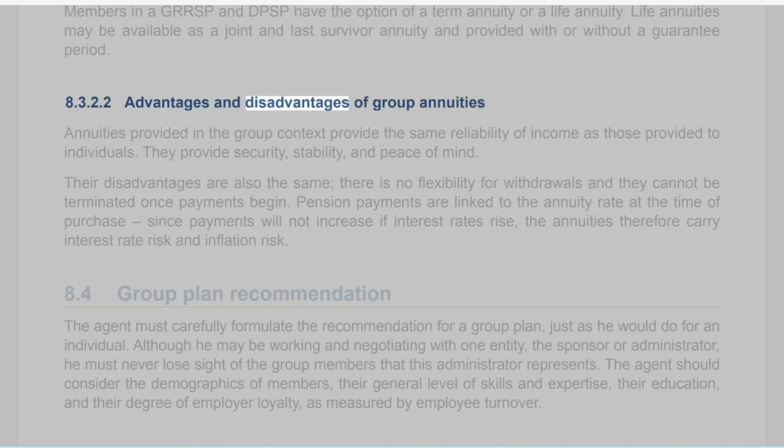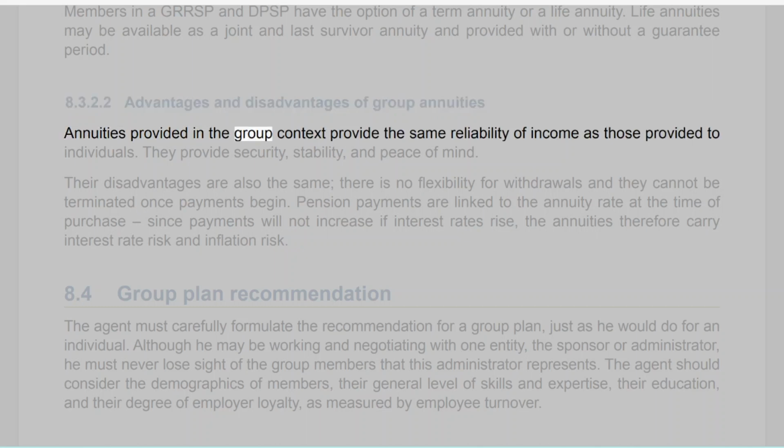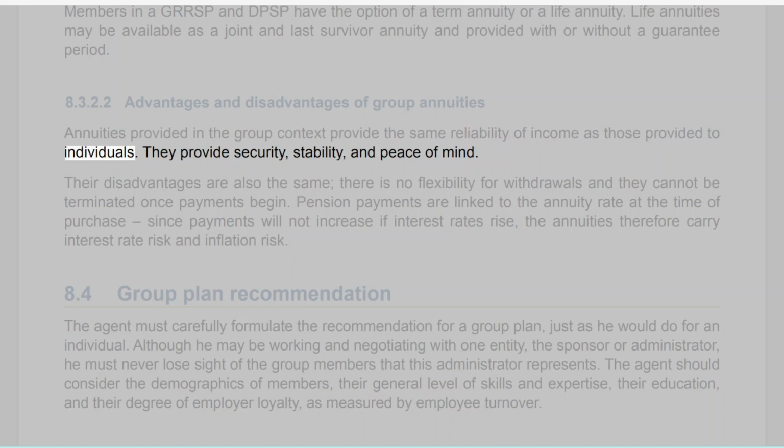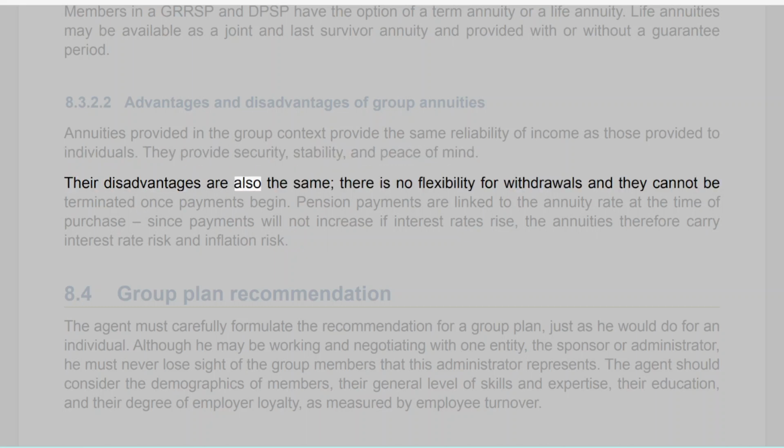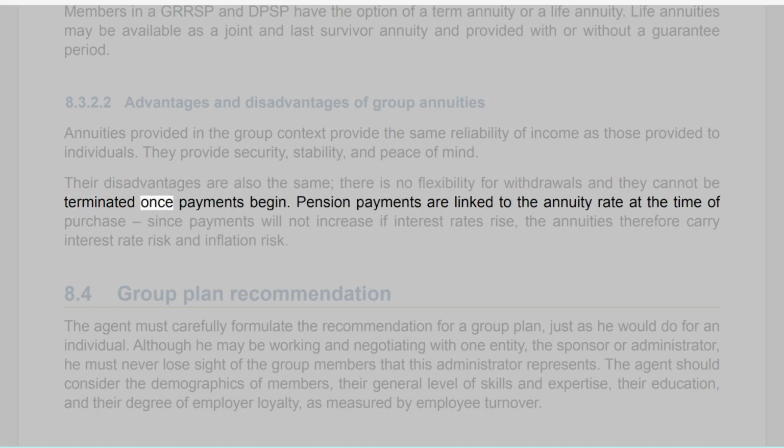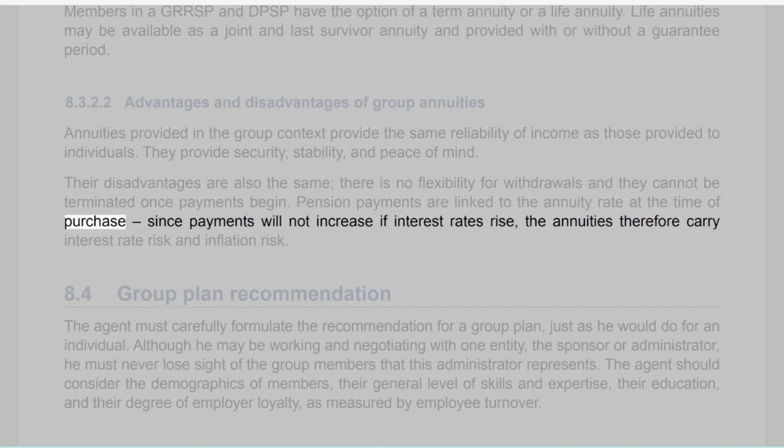8.3.2.2 Advantages and disadvantages of group annuities. Annuities provided in the group context provide the same reliability of income as those provided to individuals. They provide security, stability, and peace of mind. Their disadvantages are also the same. There is no flexibility for withdrawals and they cannot be terminated once payments begin. Pension payments are linked to the annuity rate at the time of purchase since payments will not increase if interest rates rise. The annuities therefore carry interest rate risk and inflation risk.